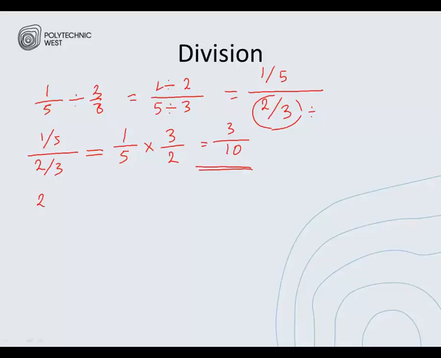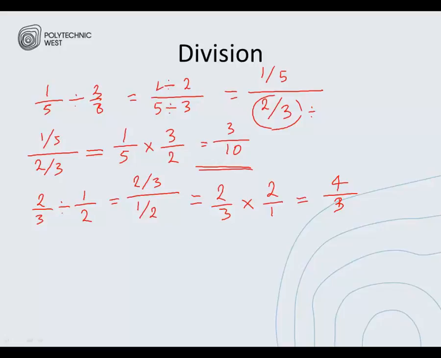So I'll do another one. 2 over 3 divided by 1 over 2, and I can rewrite that as 2 over 3 all over 1 over 2. Take the bottom thing, turn it upside down and multiply. So 2 over 3 multiplied by 1 over 2, turn it upside down, gives me 2 over 1, equals 2 times 2 is 4, 3 times 1 is 3, isn't it? It's 4 over 3. Now that's actually bigger than 1.